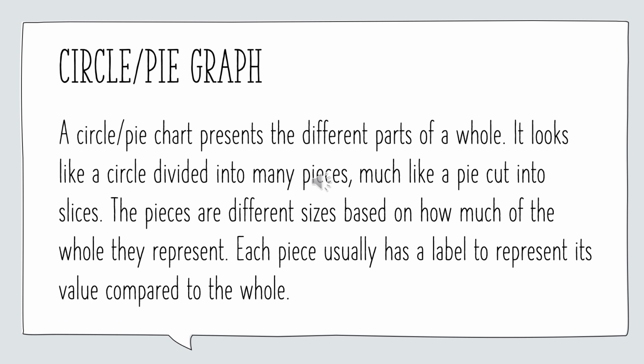Next is circle or pie graph. A circle/pie chart presents the different parts of a whole. It looks like a circle divided into many pieces, much like a pie cut into slices. The pieces are different sizes based on how much of the whole they represent. Each piece usually has a label to represent its value compared to the whole.